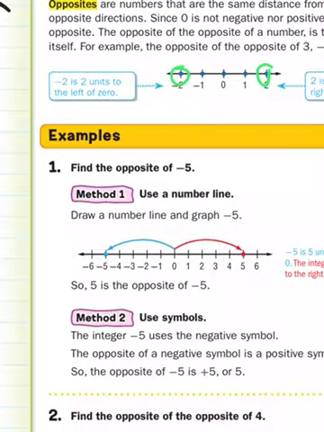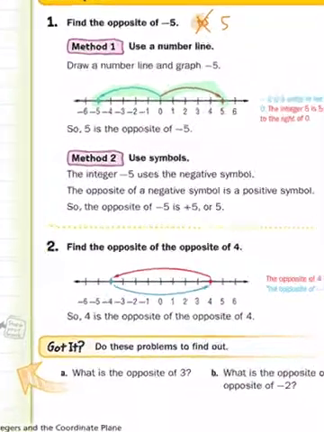In example 1, it says find the opposite of -5. Now, if you want to use a number line, here's what you do. You say, all right, -5 is 5 units from 0. So its opposite has to be the same distance from 0 the other direction, which would be +5. Now, the easier way is just to say the opposite of -5 is +5. Now, remember, we don't write the plus sign when we write +5. We just say 5.